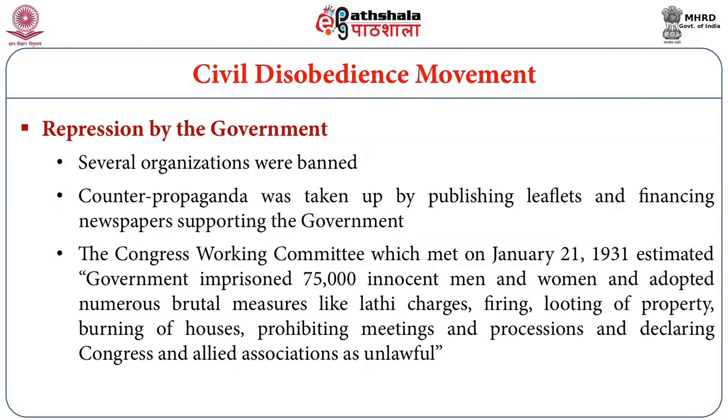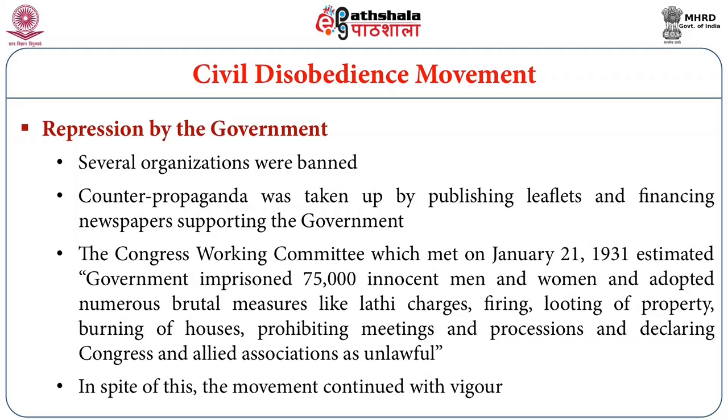As a result, the Congress Working Committee, which met on January 21, 1931, estimated that the government imprisoned 75,000 innocent men and women and adopted numerous brutal measures like lathi charges, firing, looting of property, burning of houses, prohibiting meetings and processions, and declaring Congress and allied associations as unlawful. In spite of these suppression measures, the movement continued with further vigor.